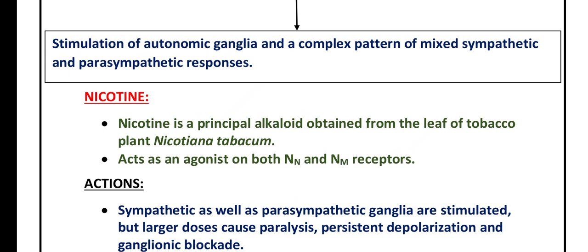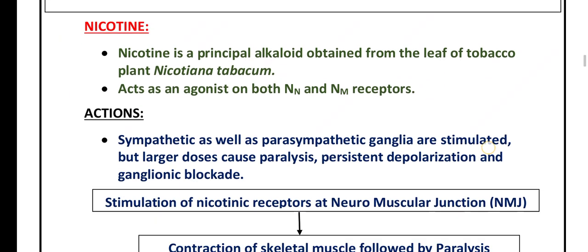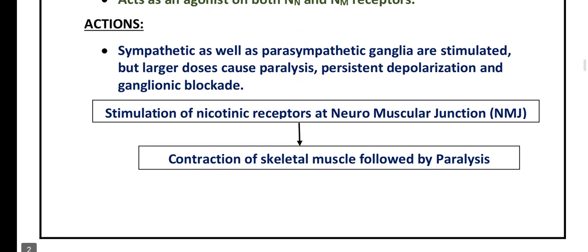First coming to nicotine. Nicotine is a principal alkaloid obtained from the leaf of the tobacco plant, that is Nicotiana tabacum, and it acts as an agonist on both NN and NM receptors. Actions of nicotine: sympathetic as well as parasympathetic ganglia are stimulated, but larger doses cause paralysis, persistent depolarization, and ganglionic blockade.